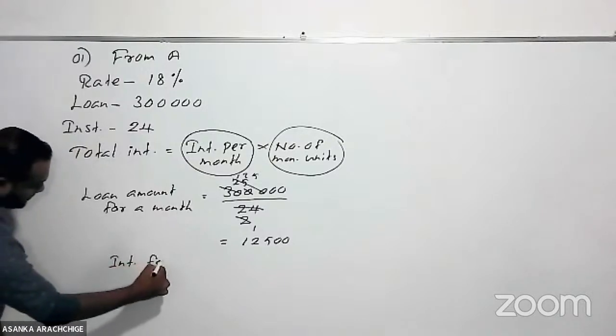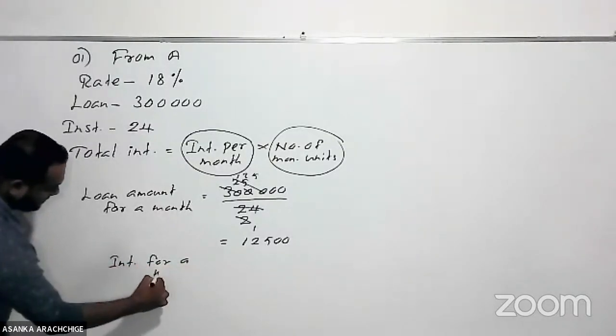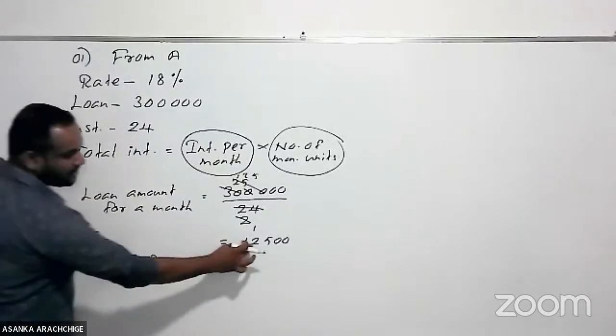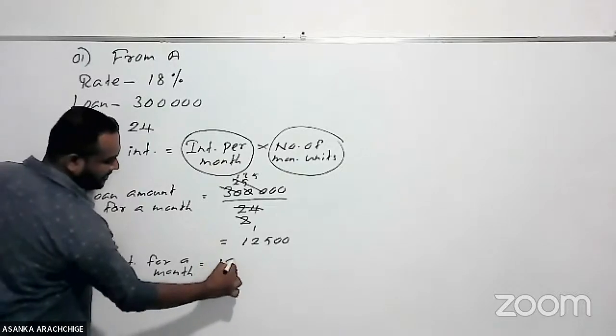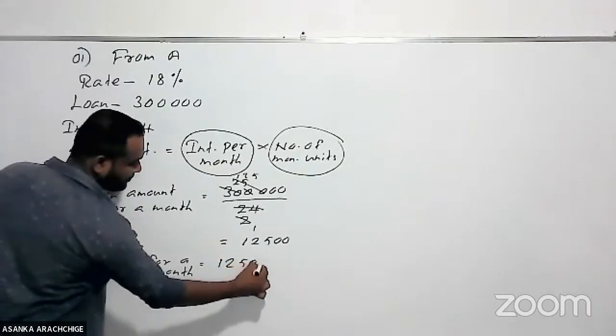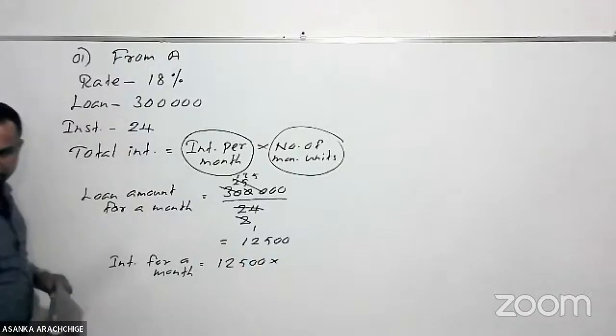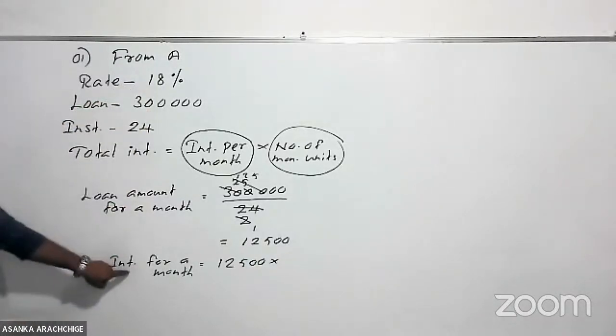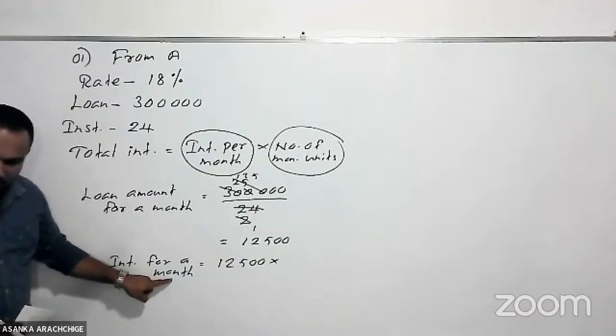Interest for a month. Interest for a month. This is the loan amount for a month. Okay, 12,500 rupees. This is the annual rate of interest, but we are going to find the monthly one.